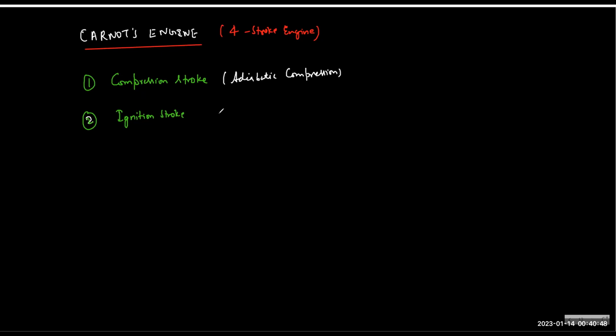So we have the ignition stroke. And this is the poor thing. This is the reason behind the failure of the Carnot cycle. So he took the isothermal heat addition.